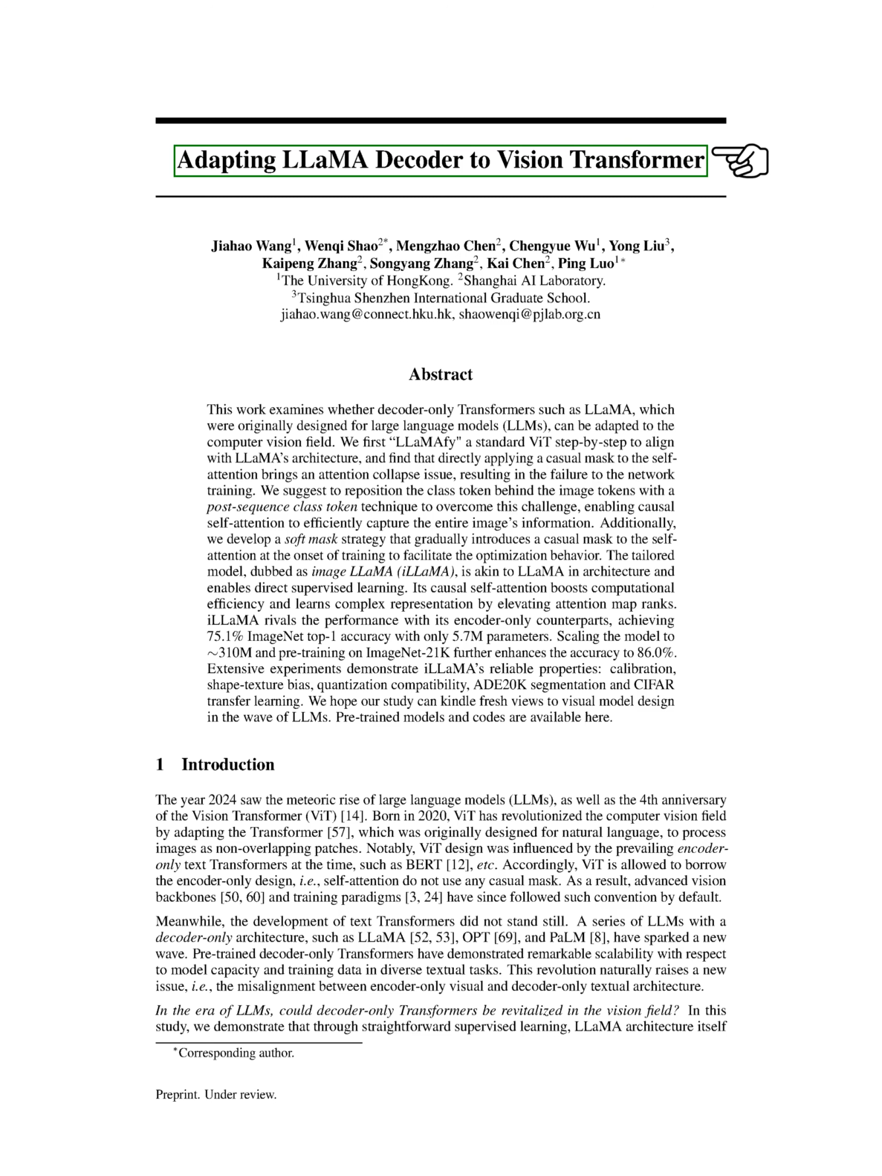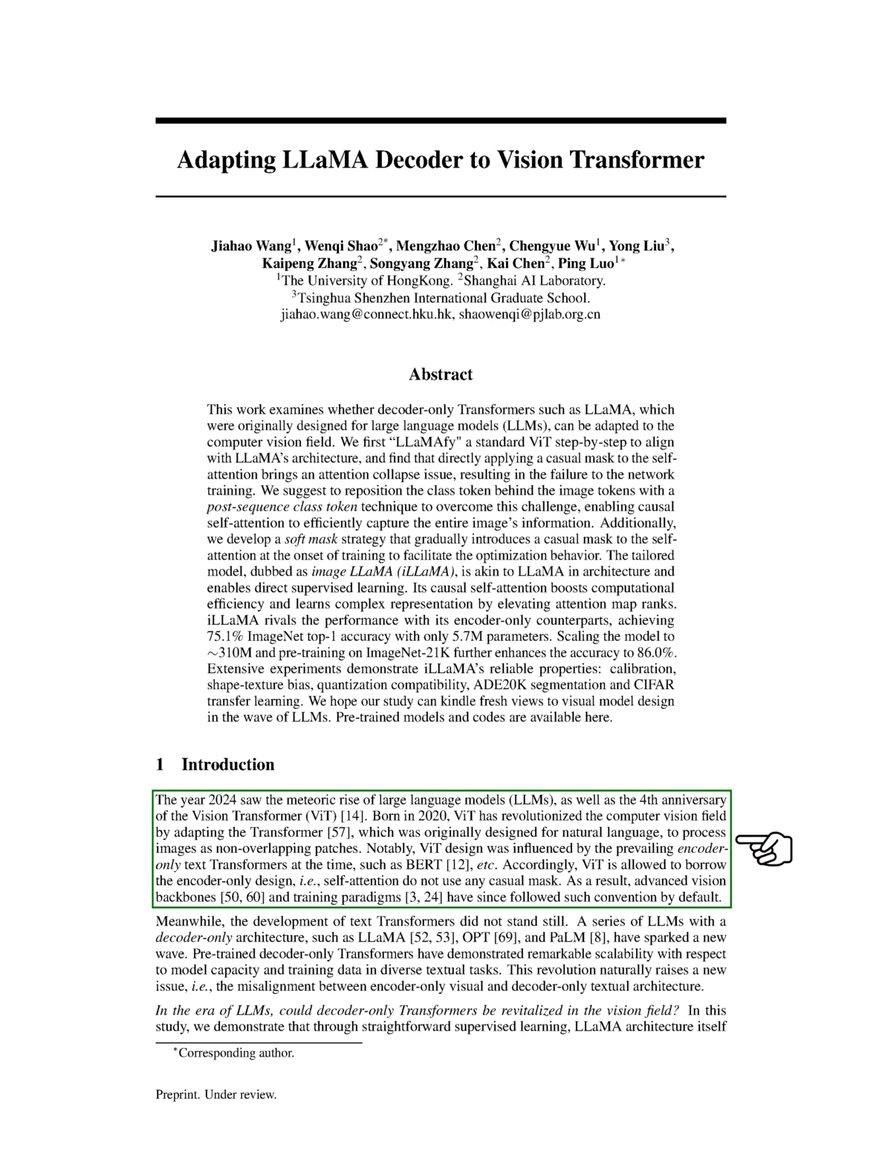Section: Introduction. In this section, we witnessed the rise of large language models, LLMs, and the fourth anniversary of the Vision Transformer, ViT, in 2024. ViT, born in 2020, transformed the computer vision field by using the transformer to process images as patches. It was inspired by encoder-only text transformers like BERT. ViT adopted the encoder-only design without using any causal mask for self-attention, influencing subsequent vision backbones and training methods.